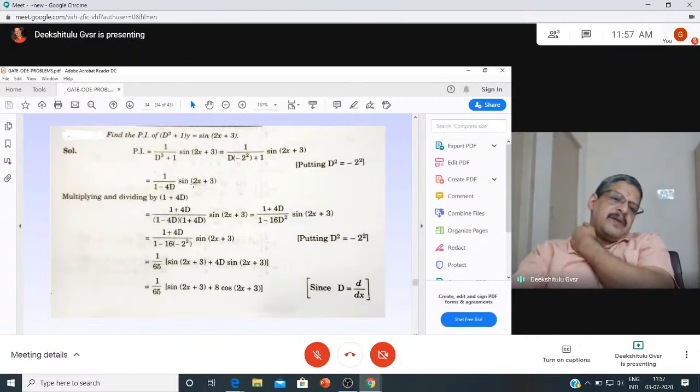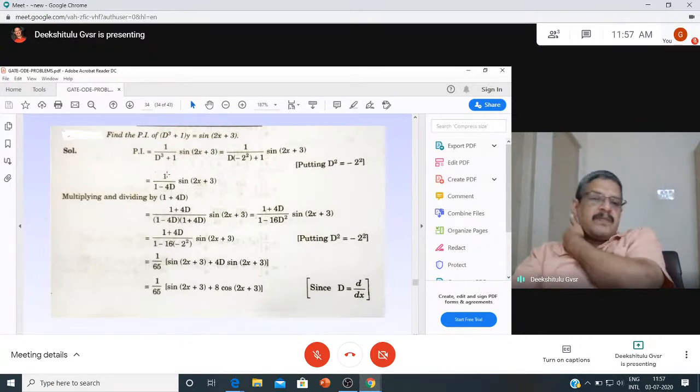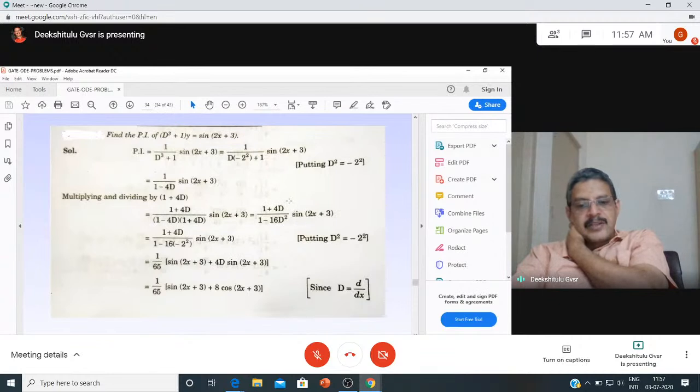Whenever D is still remaining in the denominator, multiply and divide by (1 + 4D): (1 + 4D) by (1 - 4D)(1 + 4D), so this is 1 - 16D^2. The numerator is (1 + 4D) operated on sin(2x + 3), which gives 1 into sin(2x + 3) plus 4 into the derivative of sin(2x + 3), that is cos(2x + 3) into 2. So that is 8 cos(2x + 3).